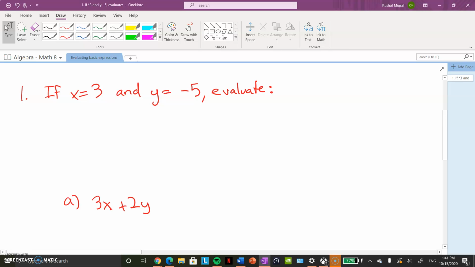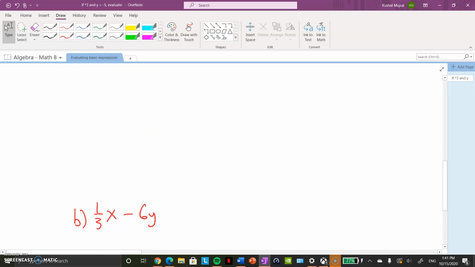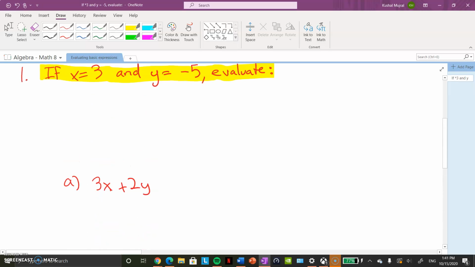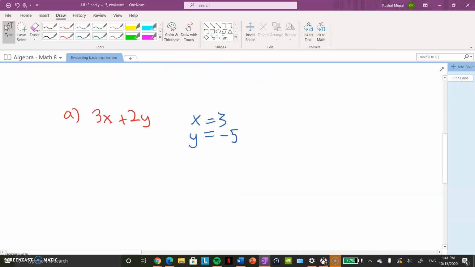Welcome to Evaluating Basic Expressions. So let's take a look at this question over here. If x equals 3 and y equals negative 5, evaluate the following expressions. This, and this. Okay. So we'll start here with what we know. We know that x equals 3 and y equals negative 5, like it says in the question.